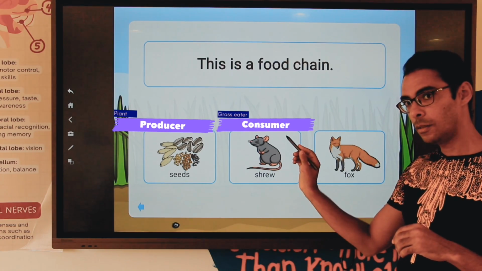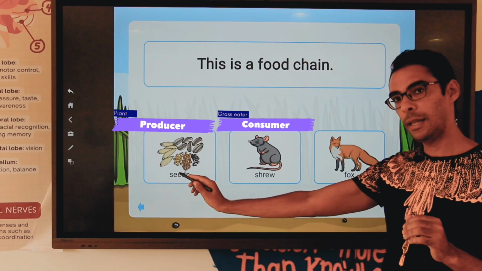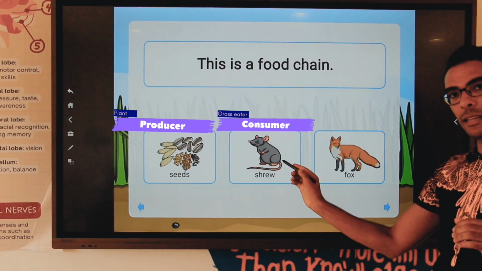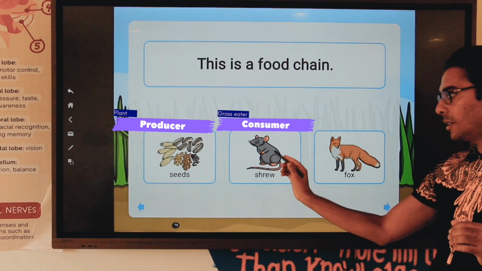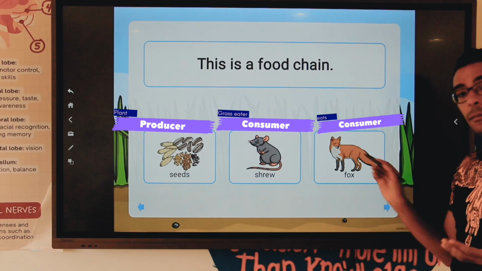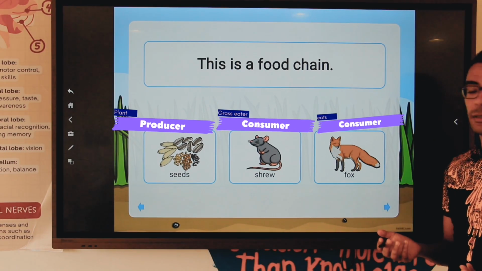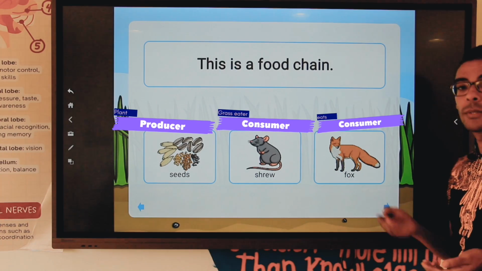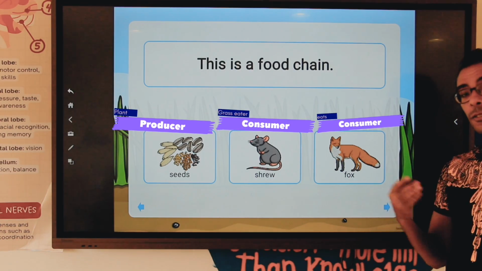So the energy first moves from the plant to be stored in this animal. Then the energy moves from this animal to another animal. In this case, this animal is going to be another consumer. So a consumer and a consumer. So how do we differentiate between them?